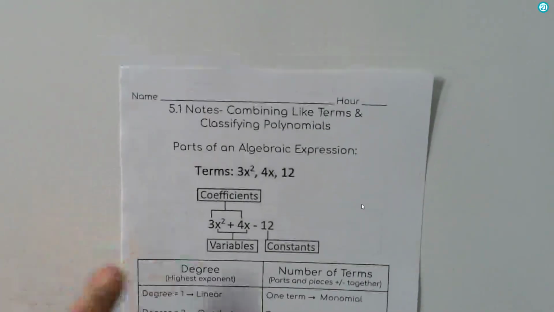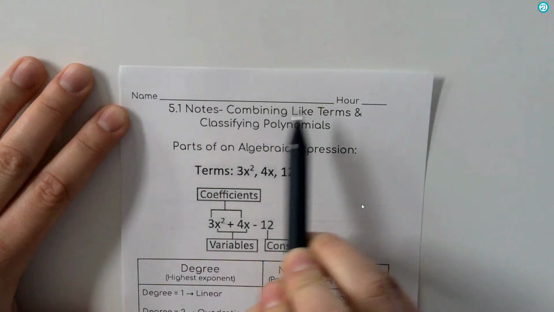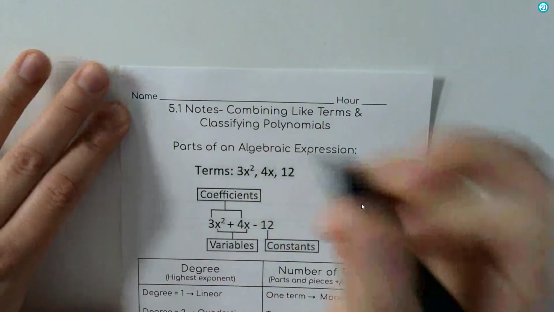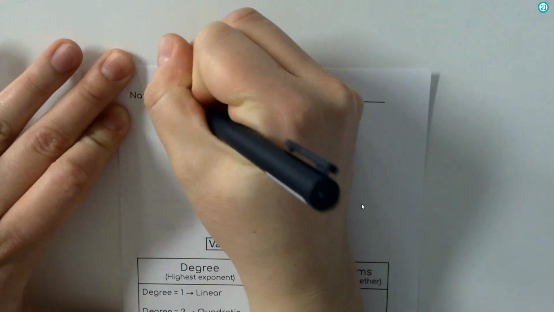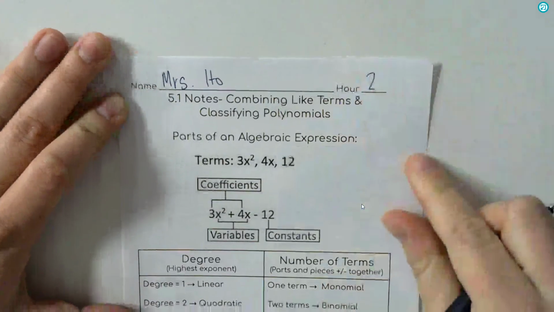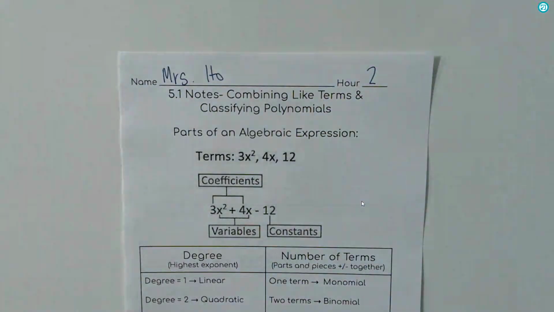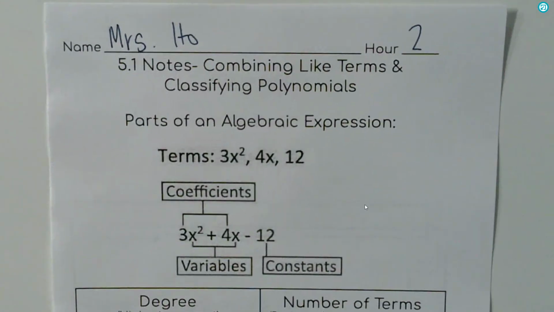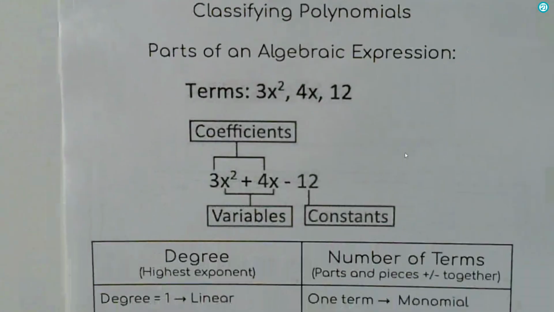Okay, so 5.1, we are combining like terms and classifying polynomials today. So go ahead and throw your name on here. It is currently second hour. Like I said earlier, we have a lot of vocab today.